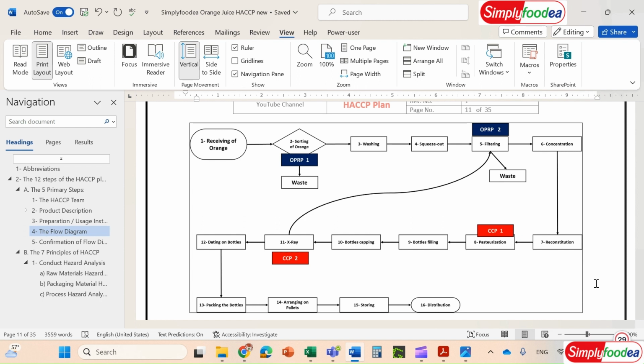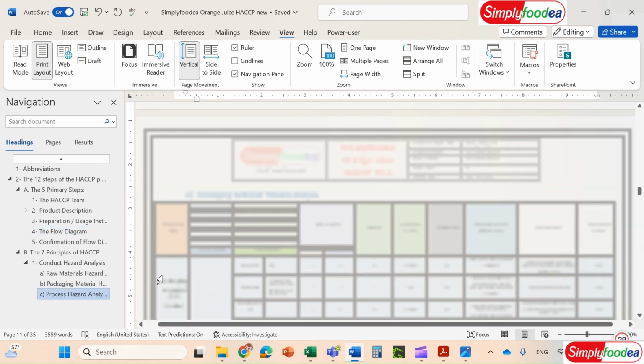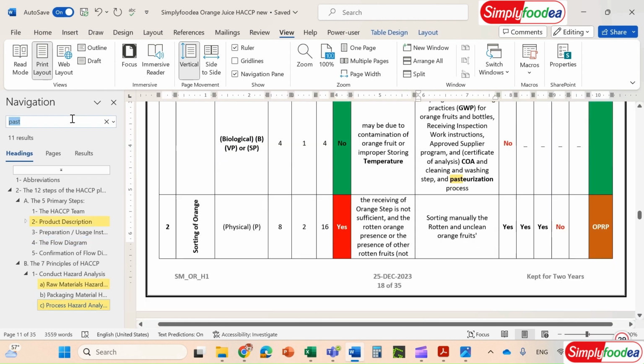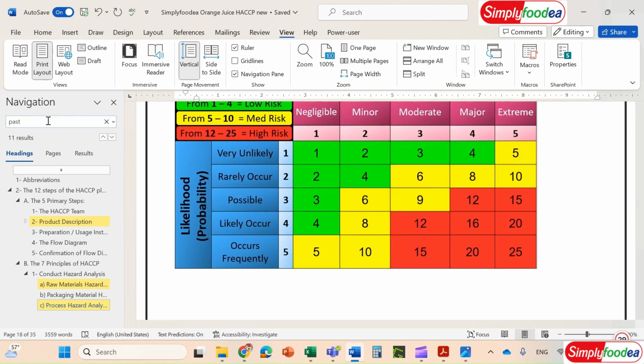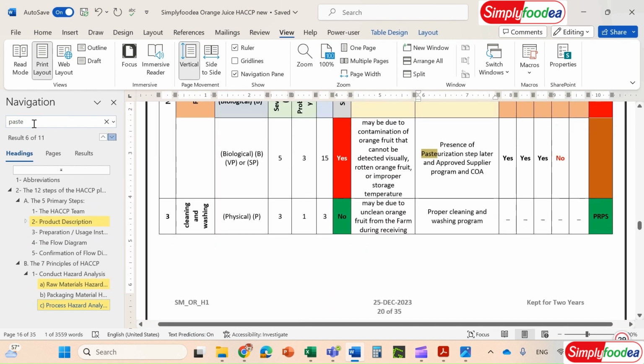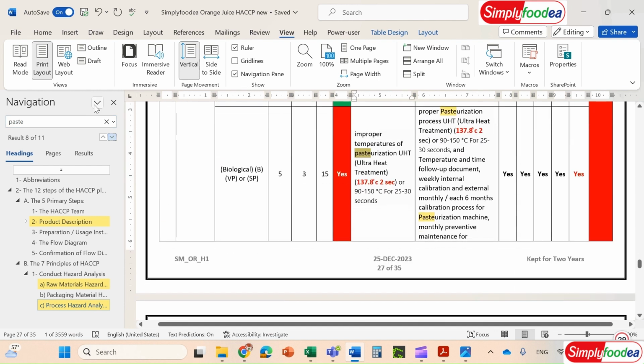Now we are in a very important video, an important tutorial about the CCP. Our first CCP is the pasteurization. So when we come here and search for our pasteurization process, these are the processes of the pasteurization.